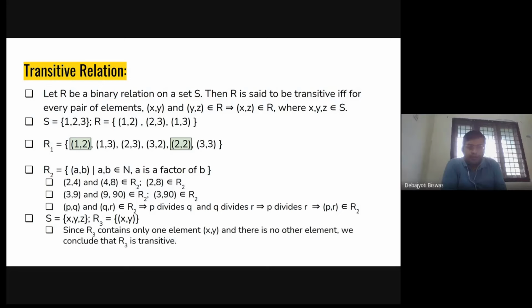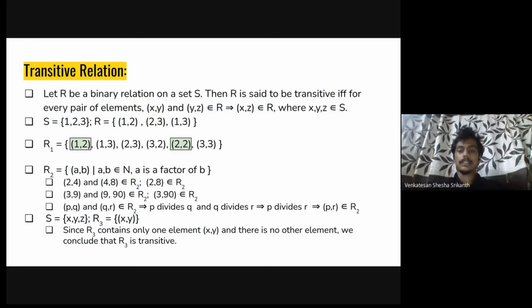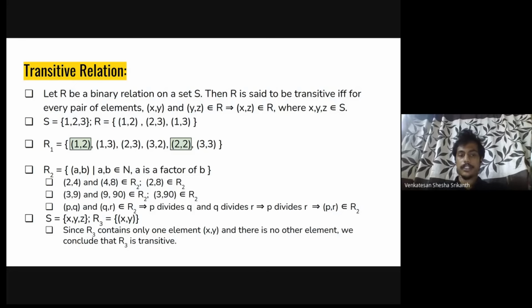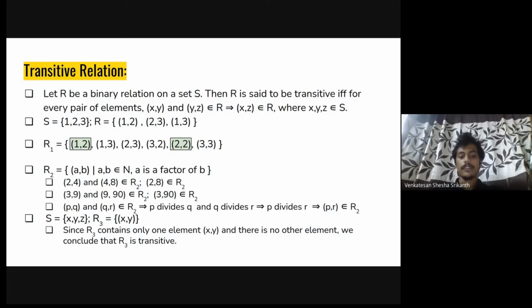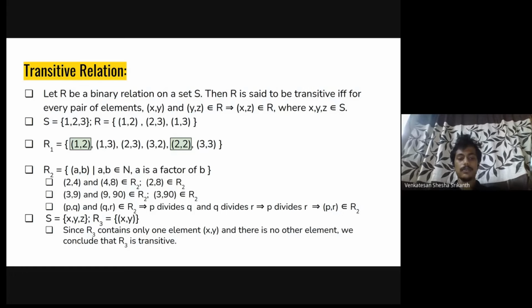Only one element is there. Since R3 contains only one element, (x, y), and there is no other element, we conclude that R3 is transitive, because the condition for transitivity is for every pair of elements there should be a third element. If we have only one element, we don't need to check the condition. We simply conclude that R3 is transitive, because we don't have the second pair, like (y, z), to check for (x, z).